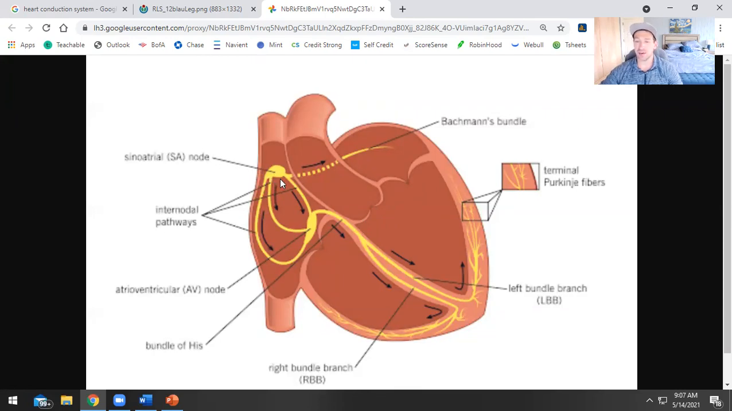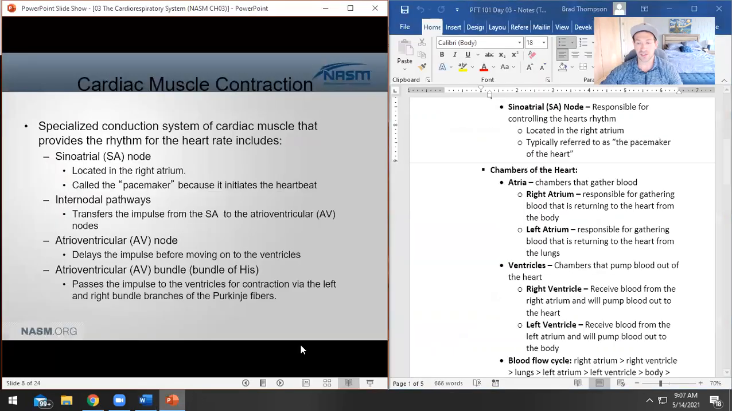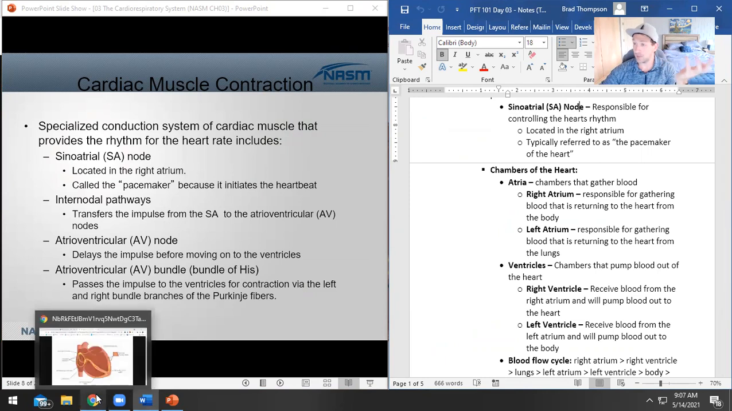Now, this right here is probably the most important part of the heart. This is your sinoatrial node, or your SA node, and it lives right up here in your right atrium. Now, this little node is responsible for controlling your heart's discharge rate. It's in charge of controlling the rhythm of your heart. This is why it's typically referred to as the pacemaker of the heart.